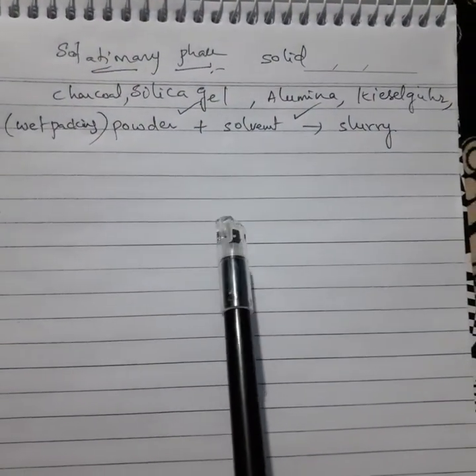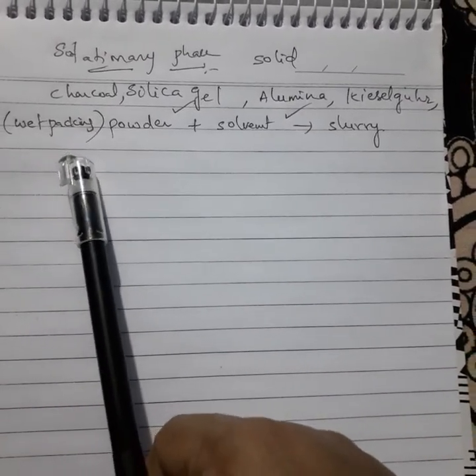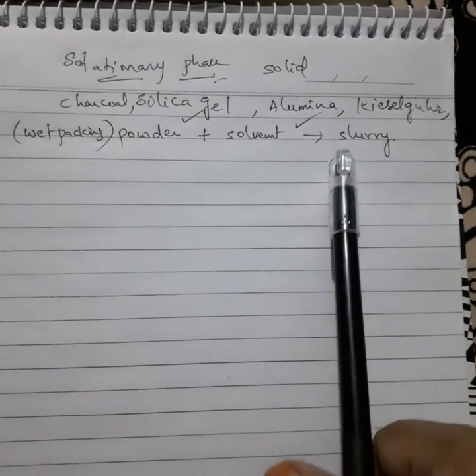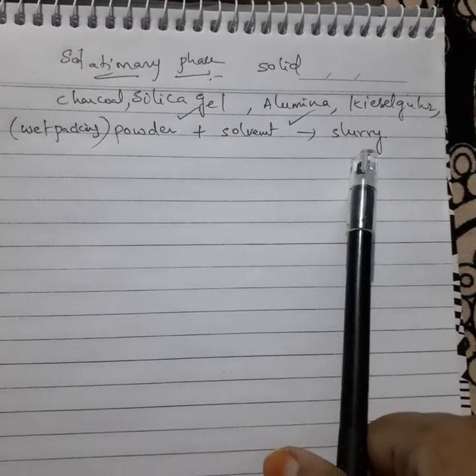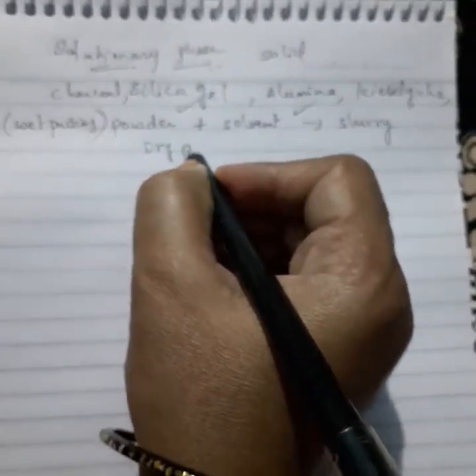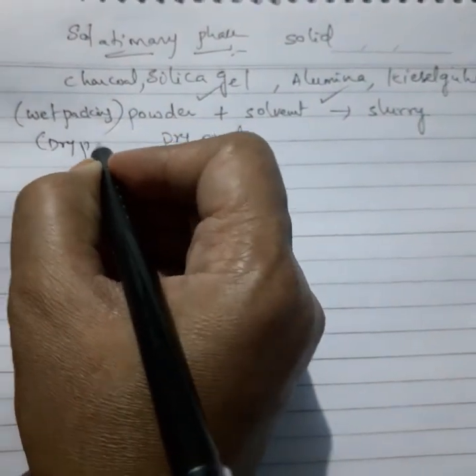After finishing the stationary phase and mobile phase, I am going to discuss clearly what is meant by wet packing and dry packing. So this slurry is used as a stationary phase in the wet packing method, or sometimes you may use the powder directly. In such conditions we call it the dry packing method.